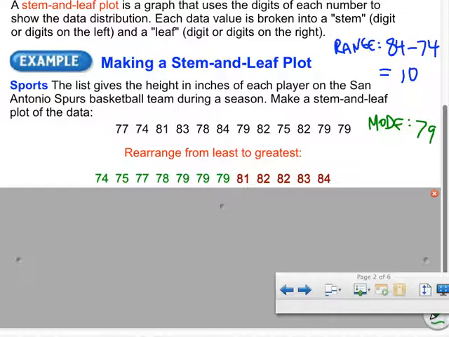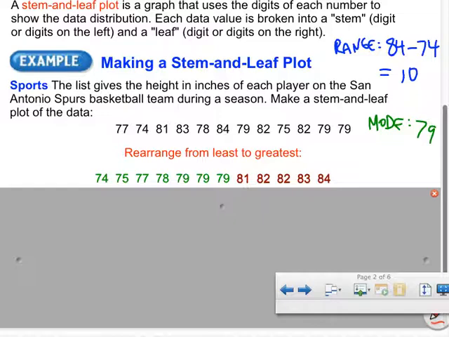So I had some other numbers that repeated. What other numbers repeated? 82. But why is 82 not a mode? 79 repeated 3 times, and 82 only repeated twice. So 79 repeated the most. So it's not just because the number repeats that it's the mode, it's the ones that repeat the most. Got it? Okay, and if you have a tie for the most, there can be more than one mode. Okay, and what would the median be of the set?